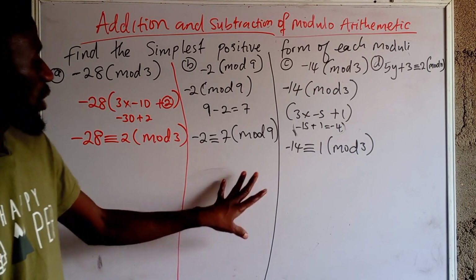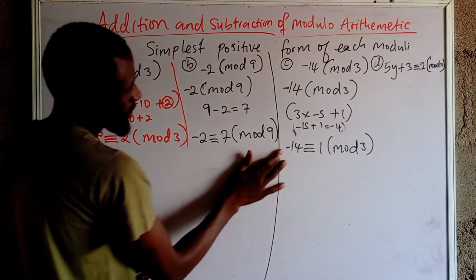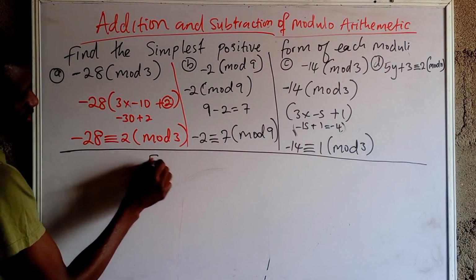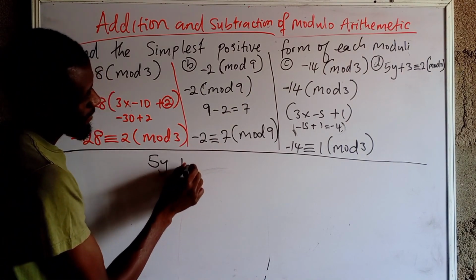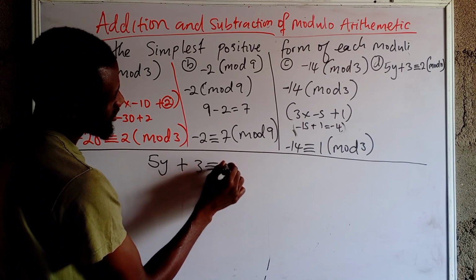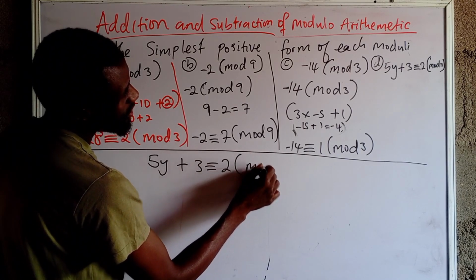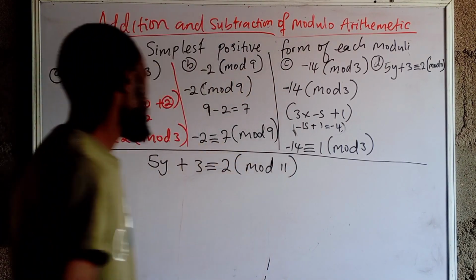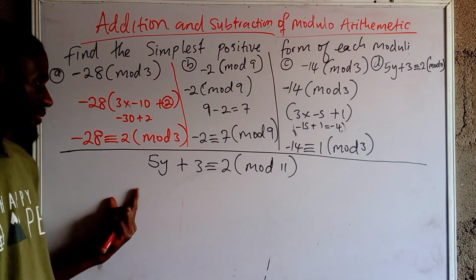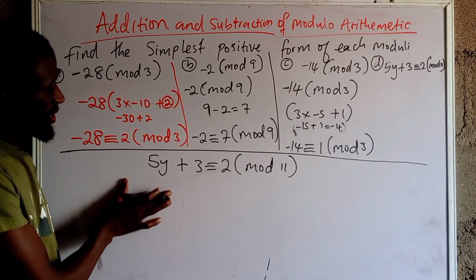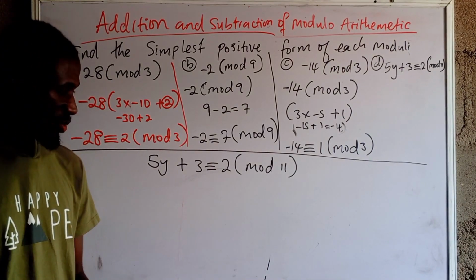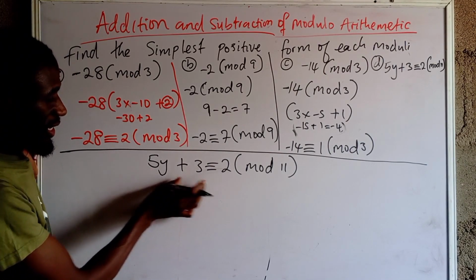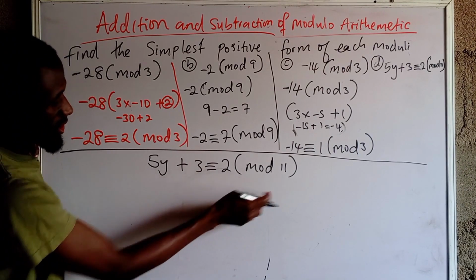Then we are going to solve the last question here. The last question says we have 5y plus 3 is equivalent to 2, mod 11. Since the question is given in mod 11, now we are going to solve it. This is an equation of modulo. In the equation of modulo, we have to find the number that, if you multiply and add 3, you get 2 mod 11.